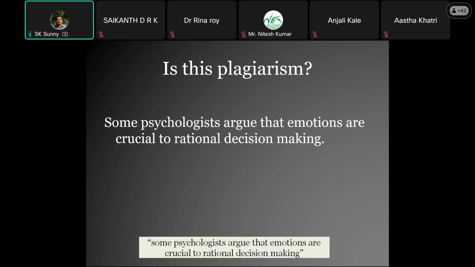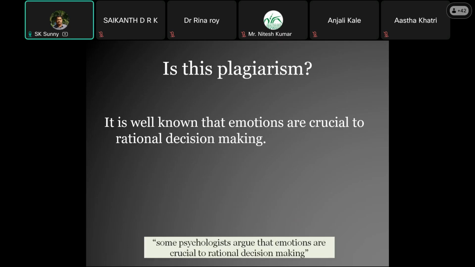So here I have given the original sentence at the bottom just to make it easier to compare, and the main body is rewriting the same thing. So here you said this is plagiarism. Now here, you read this and tell me.